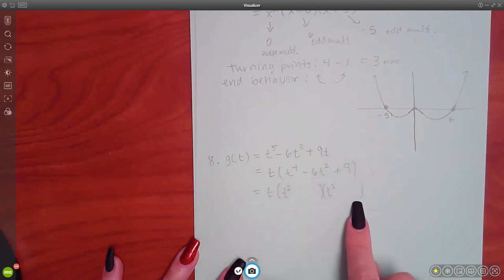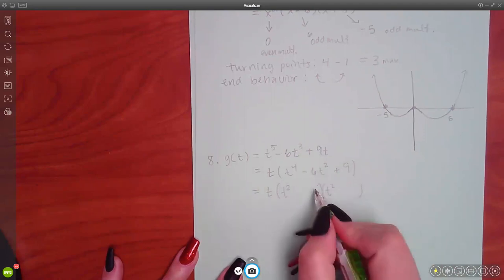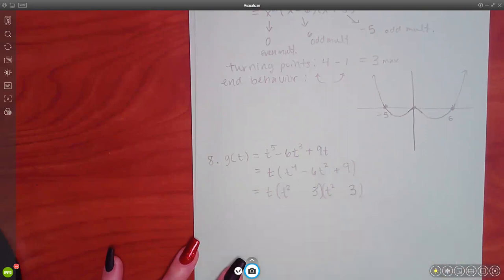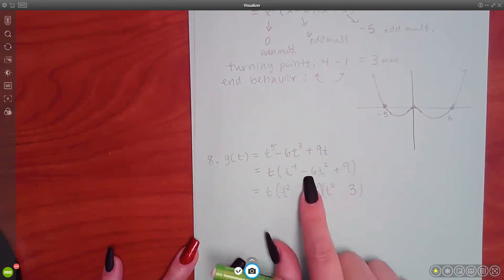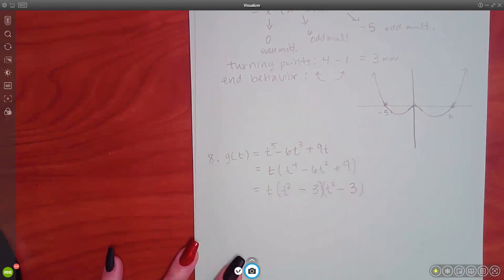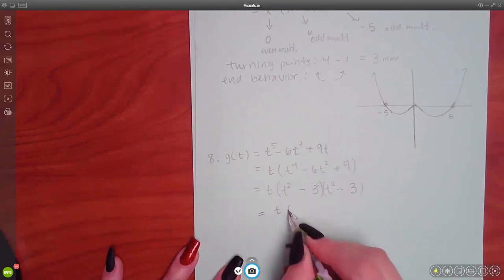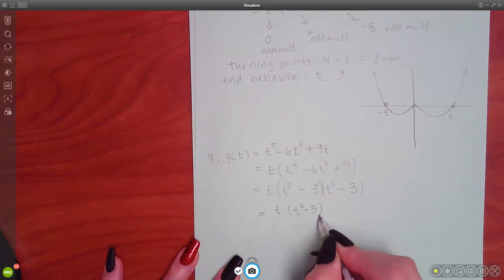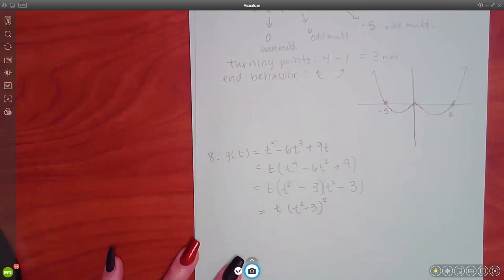And then the factors of nine that will add to give you six should be three and three. And in order for me to multiply to get a positive nine, but combine to get a negative six, they would both have to be negative, right? Which is the same thing as saying T squared minus three, squared, right?